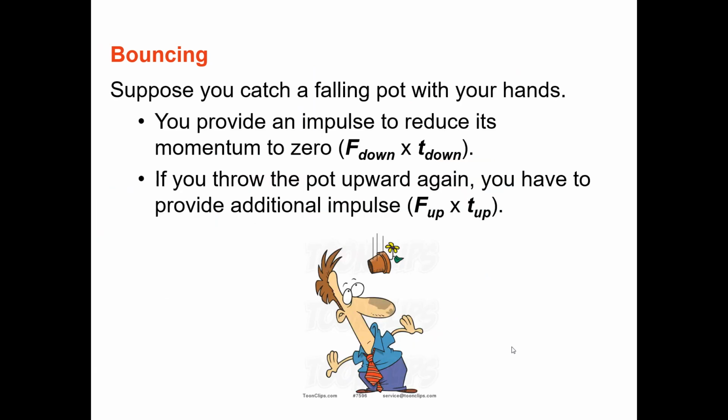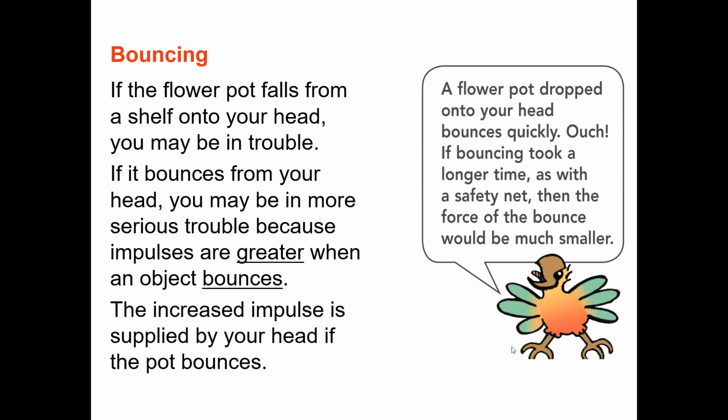Think about this. Let's say that a flower pot is knocked off and is falling down towards you. If you catch it, you change its momentum, and that requires a certain amount of impulse. If you took that flower pot and threw it upwards, you would change its momentum again. That would require a certain amount of impulse. So if that flower pot comes down and bounces off of your head, even though you didn't intend to throw it up, you in fact imparted more momentum.